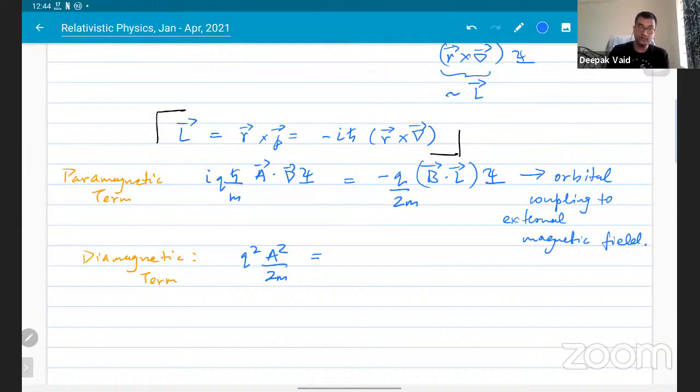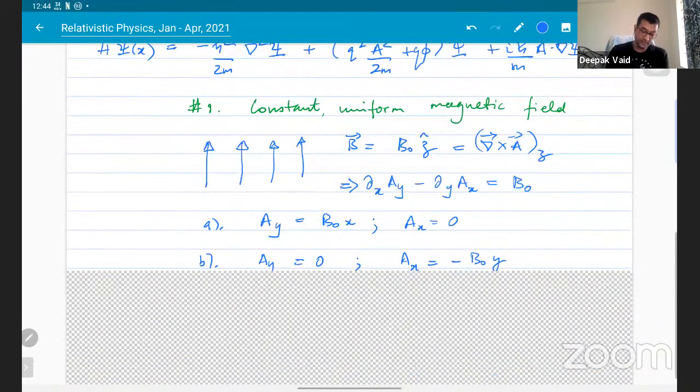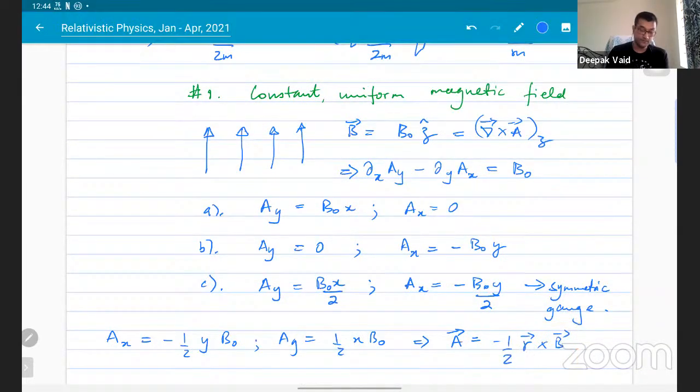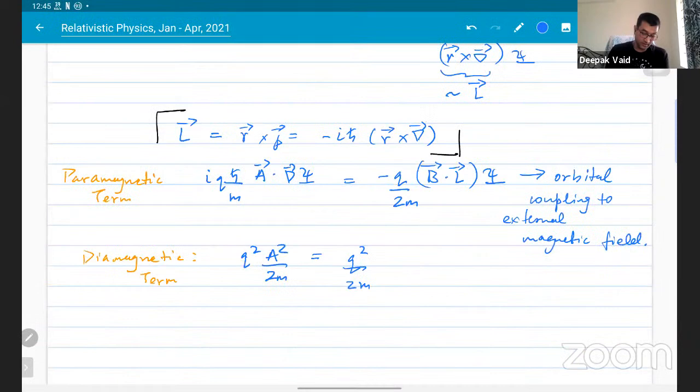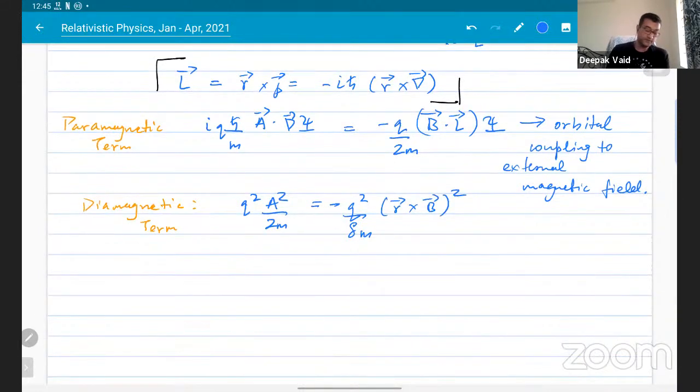Once again, for the same field configuration, we have Q squared by 2m, and then we write the vector A as minus 1/2 R cross B. And so we get a minus sign, and we get 8 times m, and we get R cross B squared. Okay.